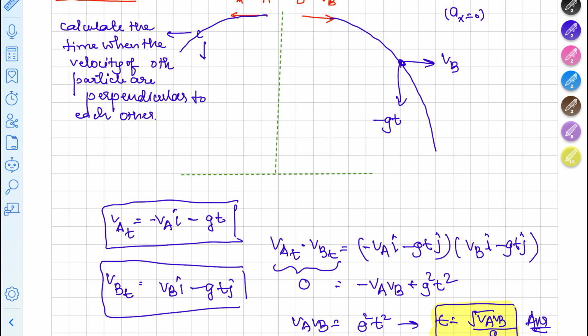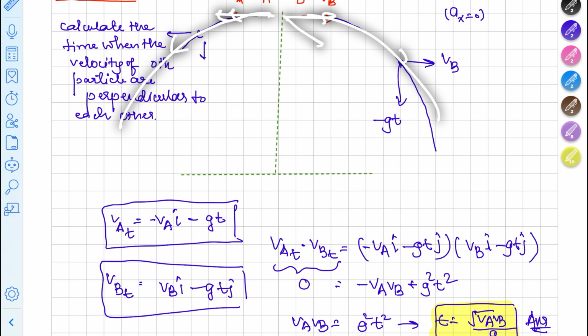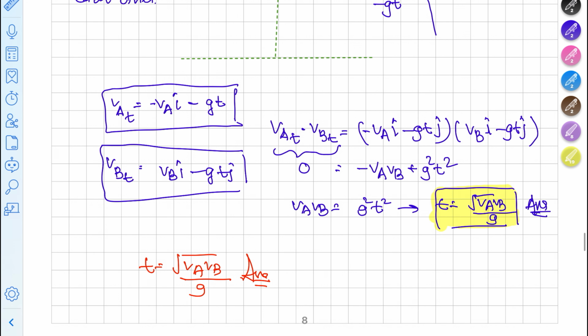But here the question is not that this is stationary. The question is that this also moves with velocity VA, and this also moves with velocity VB. Just imagine both are here and here. When both are like that, around this position, both are perpendicular to each other. Then we have to calculate this. We use the simple basic kinematics equations, and taking the dot product, we get the answer.